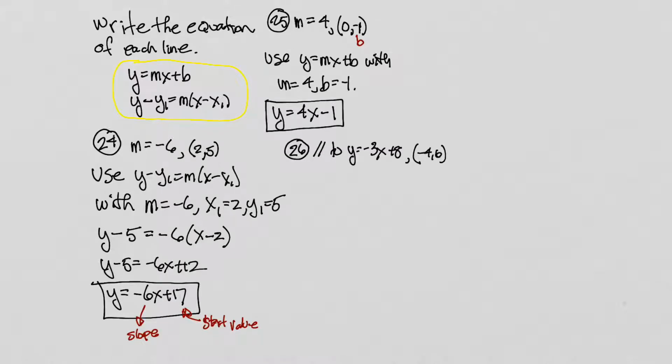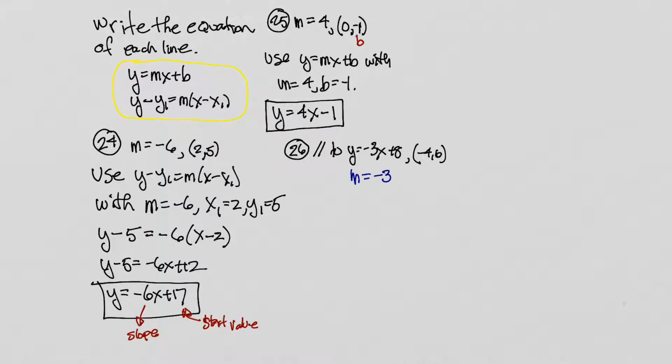Now in number 26, we want to write the equation of a line that's parallel to this line, but passes through this point. So once again, here's our two templates. I'm going to go to the top one first. To use this, do we have the slope? I don't have it directly, but I can get it, right? We have parallel lines. Our line is parallel to this line. Parallel lines have the same slope. So I do know here that this slope is -3.